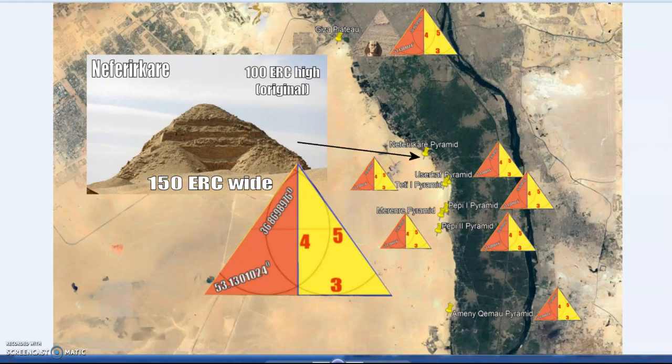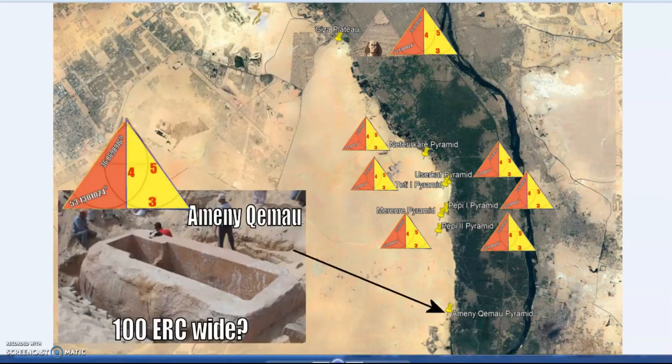Again, casing stone surviving, Merenre pyramid, 100 Egyptian royal cubits high and 150 Egyptian royal cubits wide at the base. Honourable mention to Merenre pyramid, that's 100 Egyptian royal cubits wide. And again, with the surviving casing stones, we got the angle fit just a touch over 53 degrees, therefore the same 3, 4, 5 triangles. That is an unusual pyramid in that the entrance is to the east, not to the north. That's probably the only exception to the pyramids.